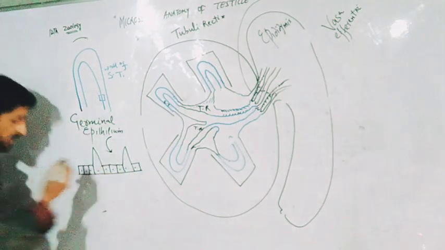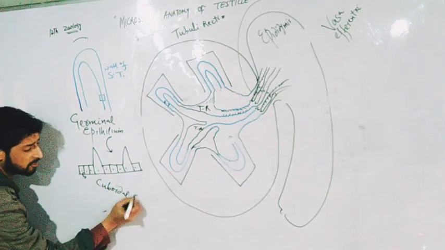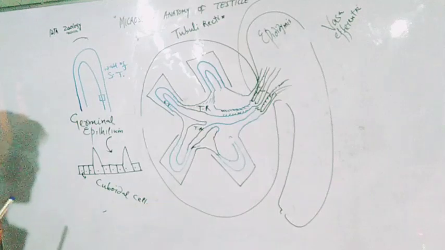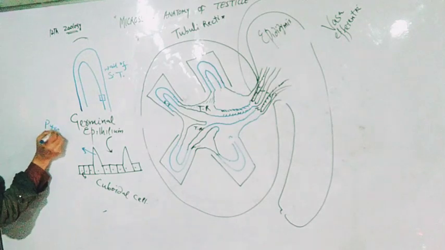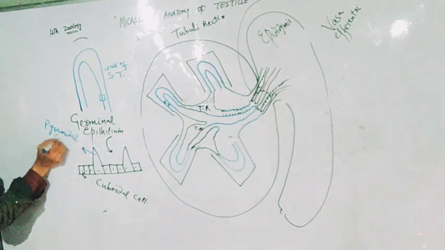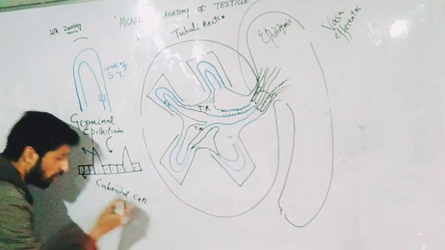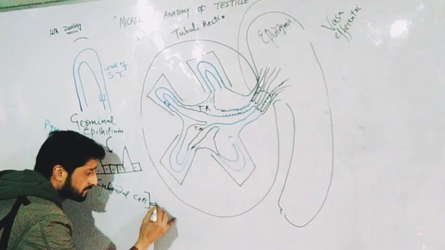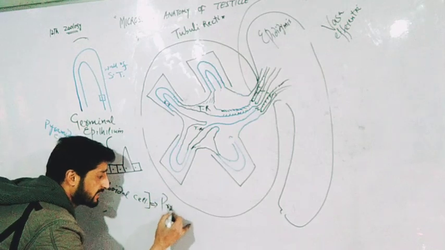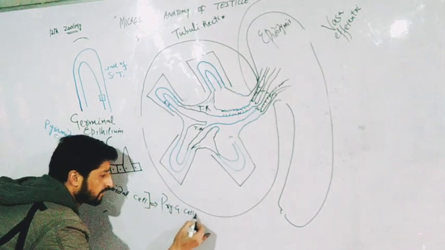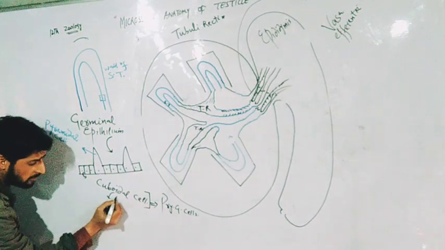The first type of cell is known as cuboidal cell. And the second type of cell is actually pyramidal cell. So these cube-like cells are actually known as germ cells or primary germ cells. These cuboidal cells undergo mitosis.